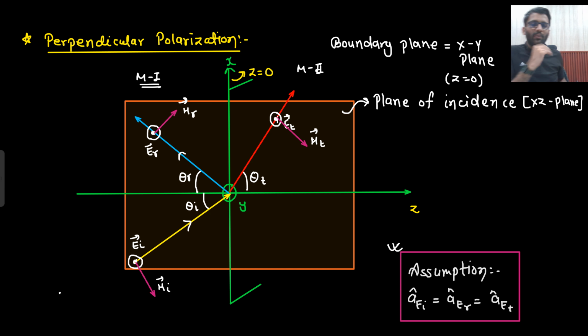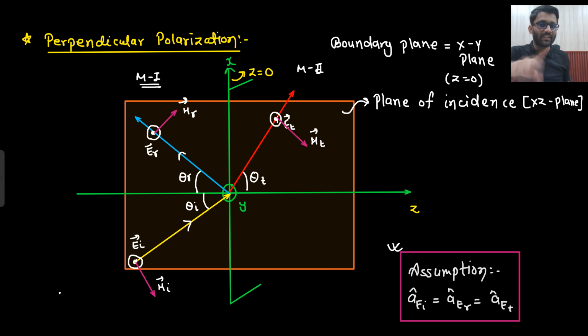Now, what is the tangential component of the electric field across this boundary? All these are tangential only, no? E_io, E_ro, E_ro and E_to. What is E_io? This is E_io coming towards you. E_io is coming out of the screen. And then E_ro, that is also coming out of the screen. And E_to, that is also coming out of the screen.